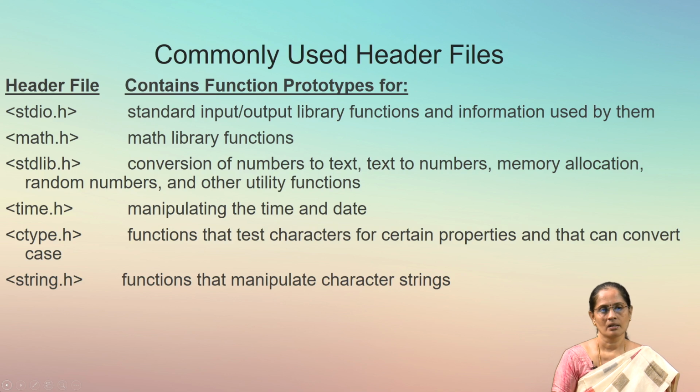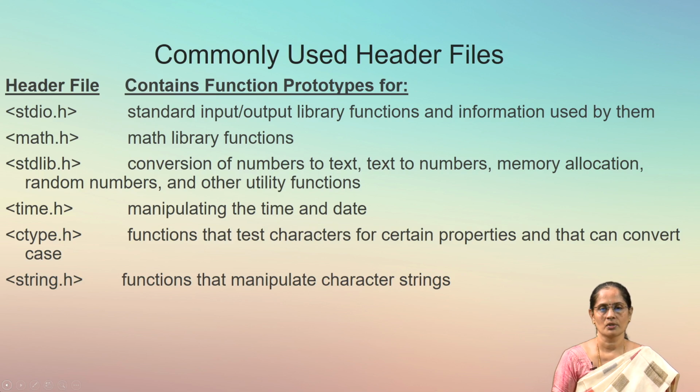For instance, stdio.h is a header file which handles standard input and output operations with respect to the input output library functions. Math.h is a mathematical library function set which is available in the header file math.h. stdlib stands for standard library, which has the function prototypes for converting numbers to text, text to numbers, memory operations, random number generation, and other utility functions.